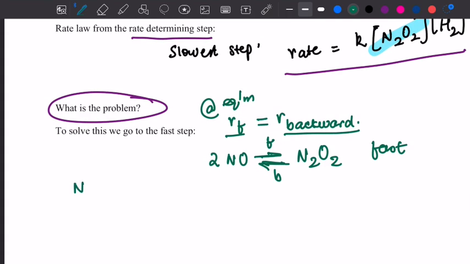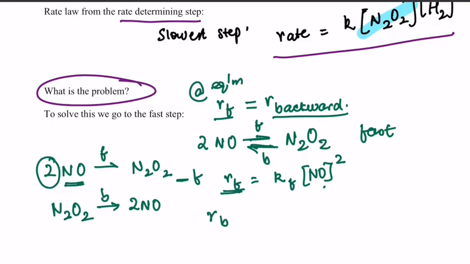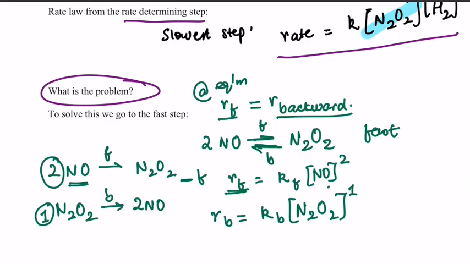So let us write both the reactions separately just so everything is clear to us. The forward reaction is this, and the backward reaction is N2O2 going backward, forming 2NO. So what is the rate of the forward reaction? The rate forward is K forward times the concentration of the reactant, NO, raised to the exponent 2. What is the rate of the backward reaction? Again, rate constant K backward times N2O2, raised to the implicit coefficient 1.